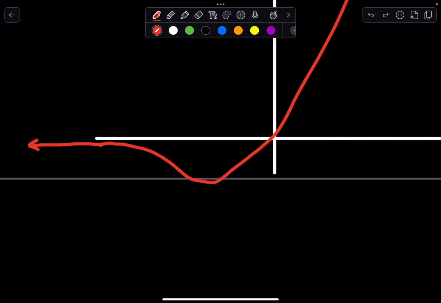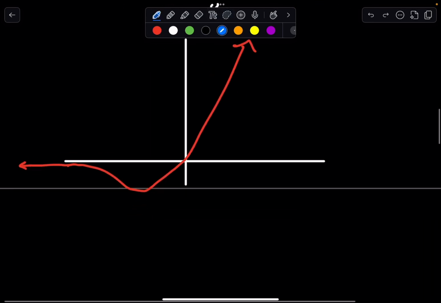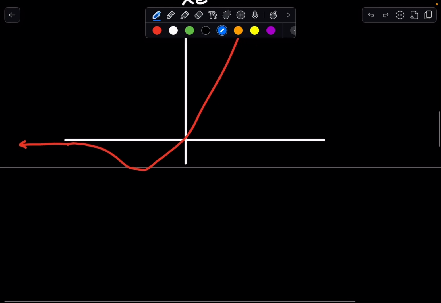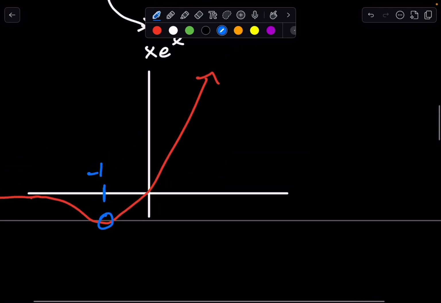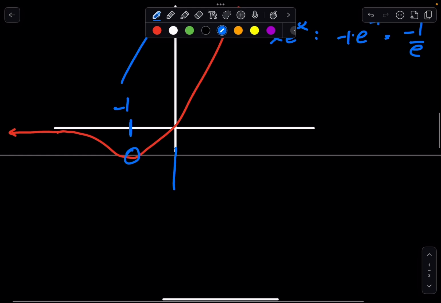Then there's going to be a dip. It's going to hit some value, and then it's going to keep going up and up and up, like that. Now, what is this dip equal to? It turns out this dip, the x value, is at -1, and we could calculate the corresponding y value by plugging it back into the equation. That means that x times e to the x will return -1 times e to the -1, which is equal to -1 over e, which means this y value right here is going to be -1 over e.